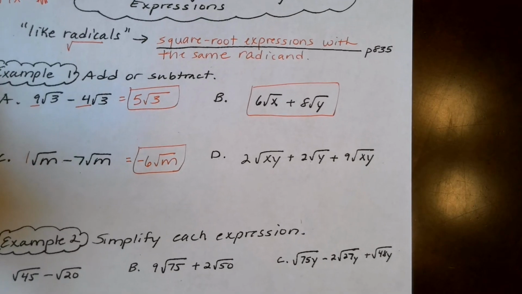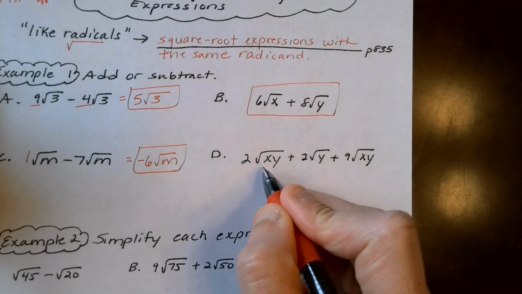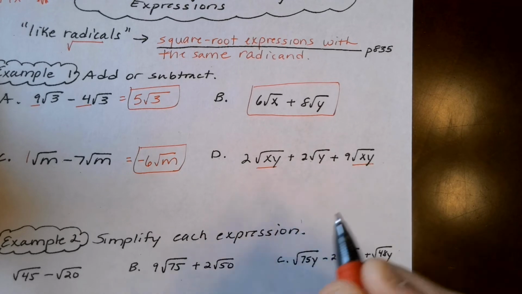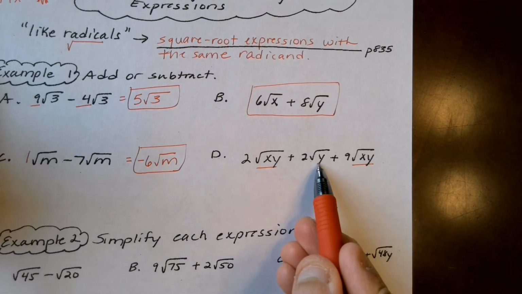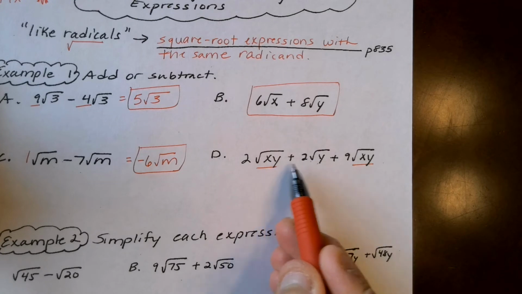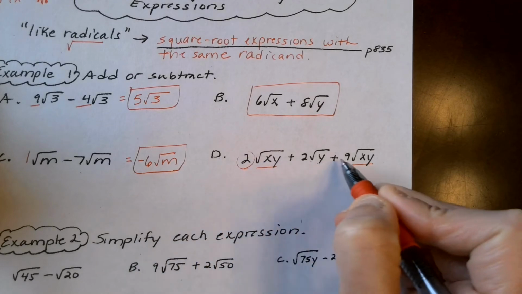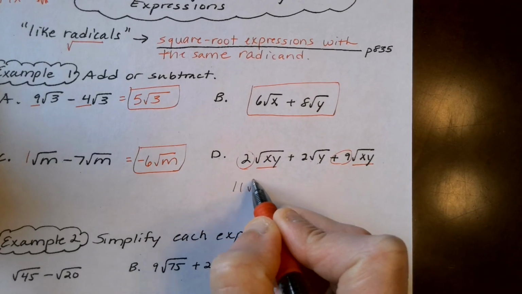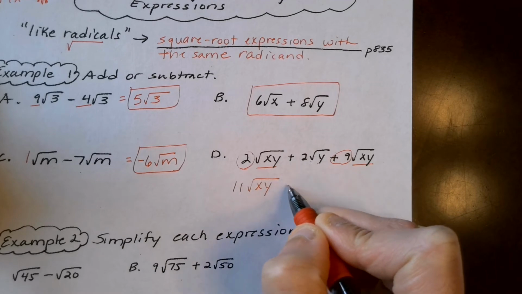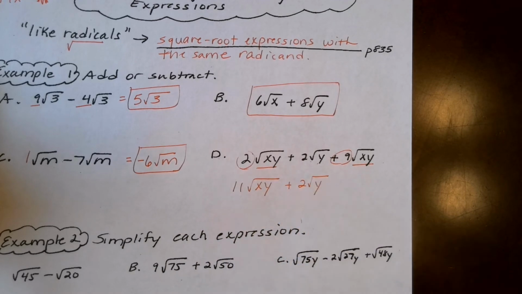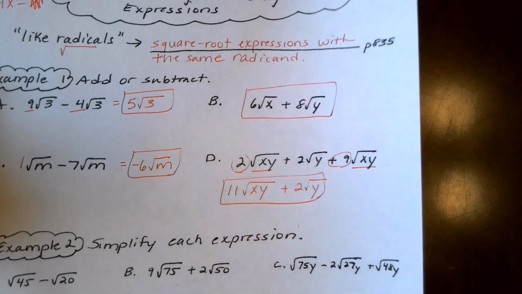Let's look over here. Do you see any like radicals? Hopefully you said yes, and you recognize that these are your like radicals. This is not, because even though it has the y, it doesn't have the x, and it has to be exactly the same. All right, so I can combine these. I've got a 2 plus a 9, so I've got 11 square root of xy, and then this just stands by itself. You cannot put that with the other one. Okay, so those are really basic things about adding and subtracting radicals.